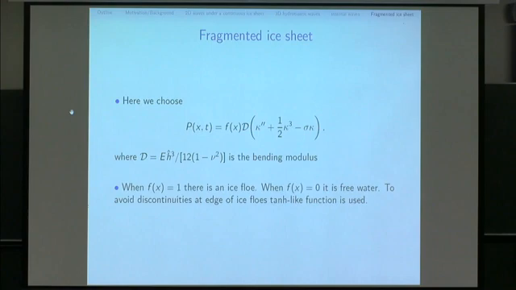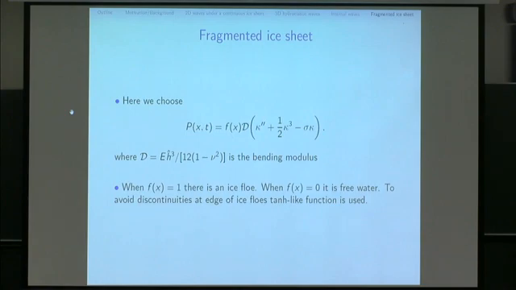So we have our model, which is, let's say, a first model, which can be improved and should be improved. We put a function in front of these flexural terms, and the function can be 1 if I have an ice floe, or 0 on the free water. Now this will have all sorts of problems for the numerics because it will be discontinuous. So we have a tangent ramp between the two. So there is a region between the free water and the ice floe where this function goes from 0 to 1 continuously.